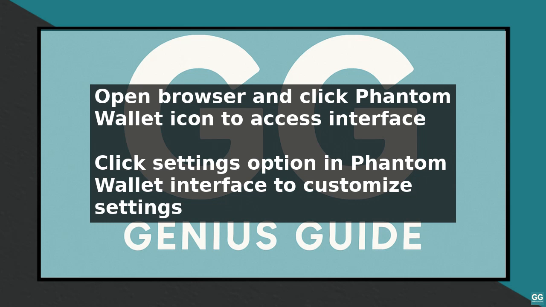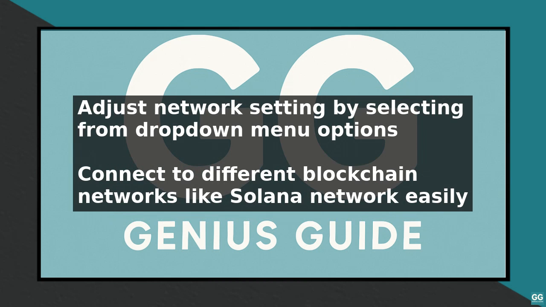This will take you to a new page where you can customize various settings. The first setting you can adjust is the network setting. Phantom Wallet allows you to connect to different blockchain networks, such as the Solana network. To change the network, click on the Network drop-down menu and select the network you want to connect to.